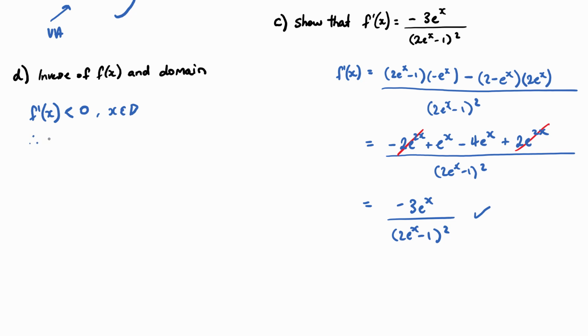So therefore always sloping down. Now if something's always sloping down, it's not going to have any turning points, so it will pass the horizontal line test. If something's always sloping down, it's not going to cut twice if I do a horizontal line, so therefore its inverse function will pass the vertical line test, so therefore there is an inverse. So we can just state that it's always sloping down, so therefore it does have an inverse function.